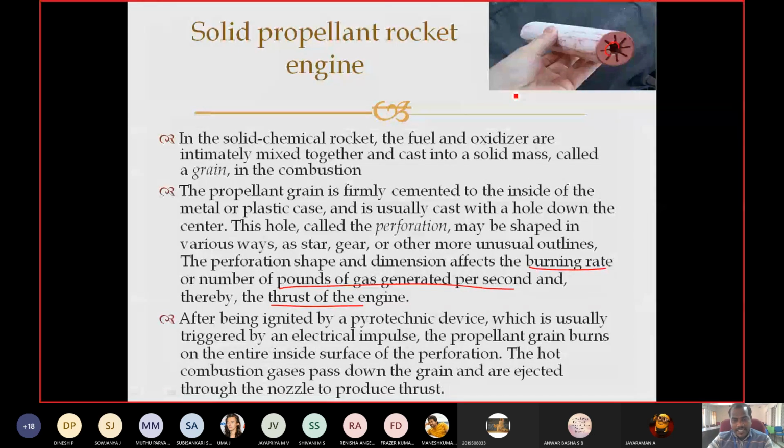Then the solid propellant is ignited by a pyrotechnic device, which is usually triggered by an electrical impulse. The propellant grain burns on the entire inside surface of the perforation. The hot combustion gases pass down the grain and are ejected through the nozzle to produce thrust. We can also use solid propellants in jet engines, while propelling the rockets. So these are the types of solid propellants.